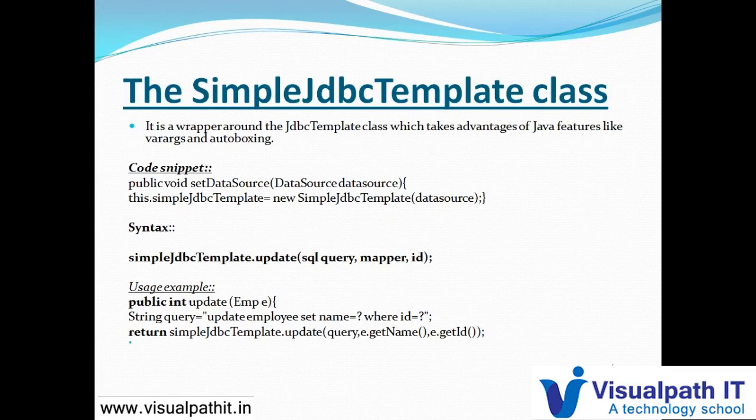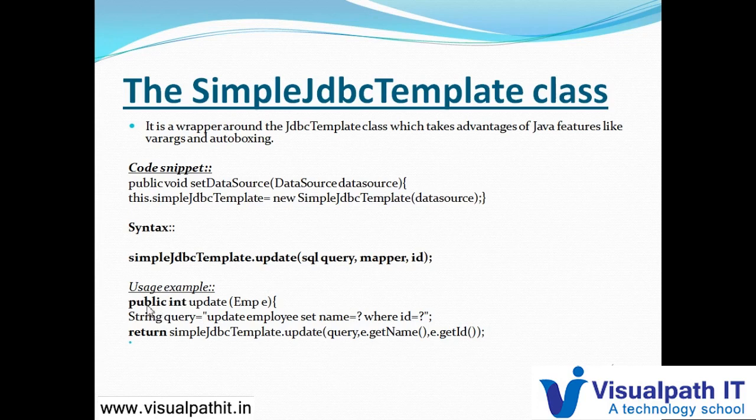Next is the SimpleJdbcTemplate class. This class we can call a wrapper. What does it wrap? It wraps around the JdbcTemplate class, which takes advantage of Java features like varargs and autoboxing. Again, we are setting the data source for that particular SimpleJdbcTemplate object, but the syntax here is update query, comma, mapper, comma, id.